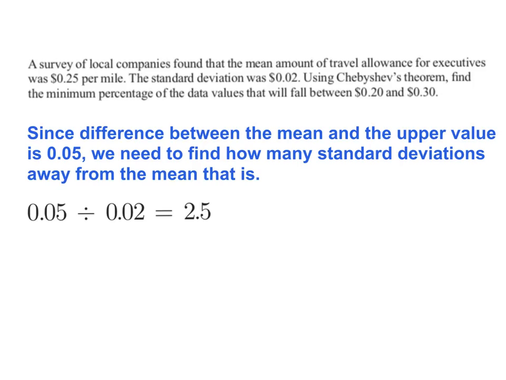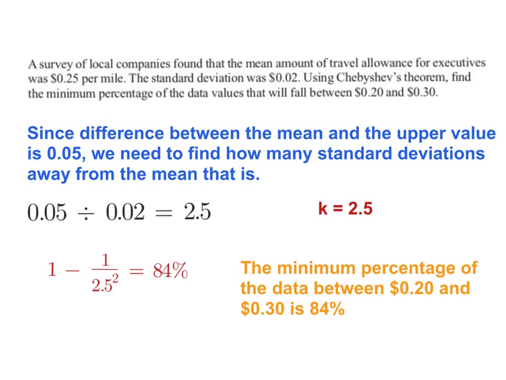So now we have K, which means now we can find the minimum percentage of data values. Plug 2.5 into Chebyshev's theorem, because K equals 2.5. Plug that into the theorem, change it to a percent, and see what you get. So I plug it into the formula, and you get 84%. So we've answered the question.